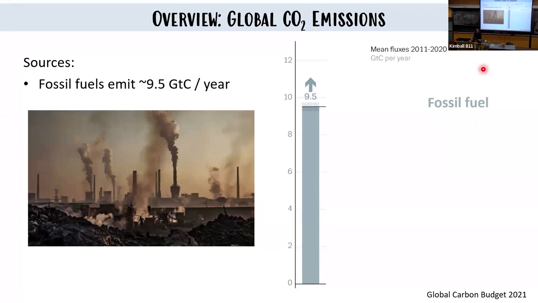What I'm going to walk you through are the sources and the sinks for carbon dioxide. And so over here, this will populate. And what you're looking at is a y-axis here in gigatons of carbon. It's also the same as petagrams of carbon. I'm going to move between those units based off of different graphics that I'm showing today. And we can see that 9.5 gigatons of carbon are emitted from fossil fuels each year. So what I'm going to be showing you is on an annual basis.